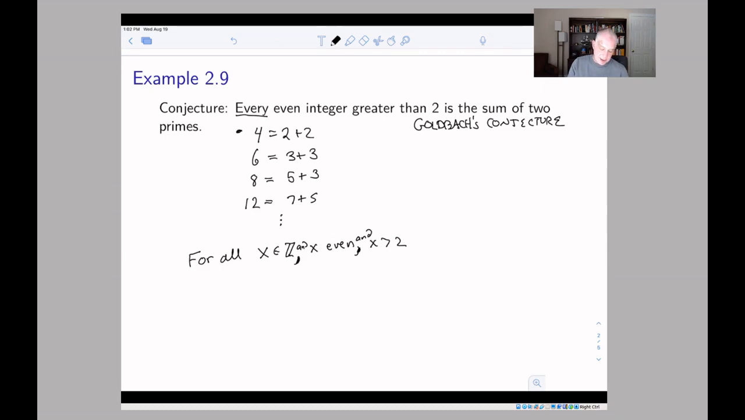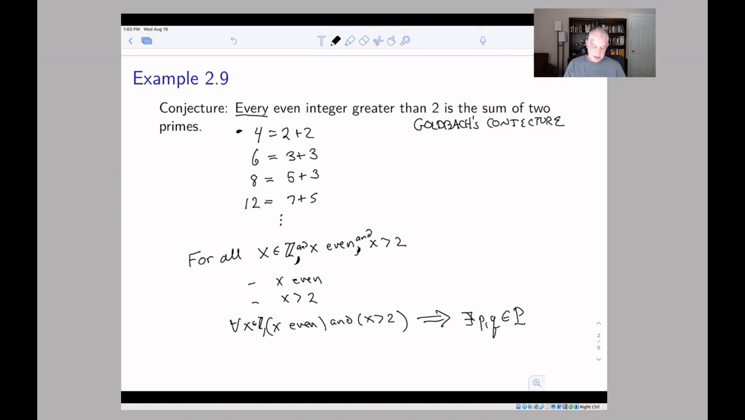So the relevant statements are x is even, that's an open sentence. x is bigger than 2, that's an open sentence. We've put them together to make x even and x bigger than 2. That's an open sentence. And then we've put a universal quantifier, for all x in Z, in front, so that now it's a statement, at least, and it's supposed to, under these hypotheses, imply that there exist two primes in the set of prime numbers, such that x equals p plus q.